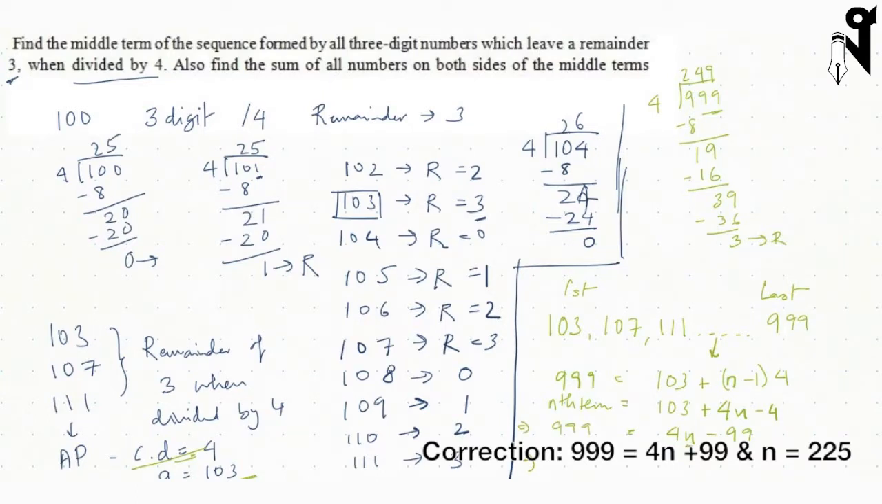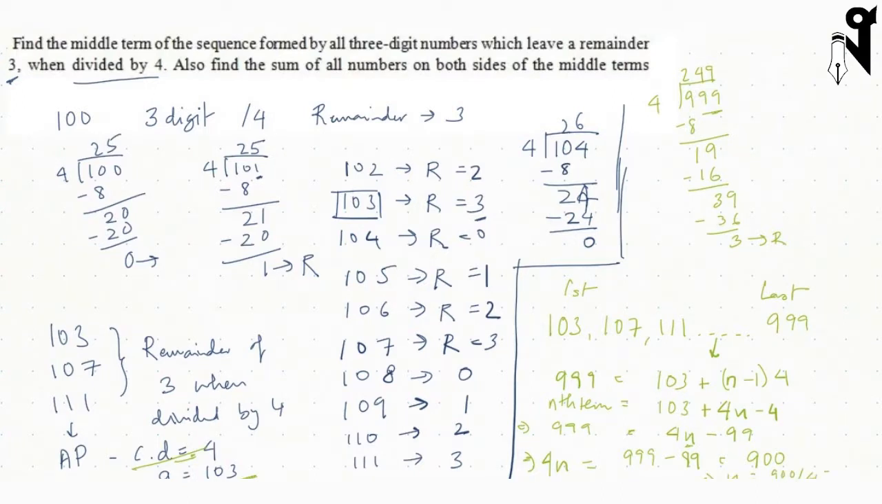So 4n is 99 minus 99, which is 900. If 4n is 900, that gives the value of n as 900 by 4, which is equal to 225. A is 103, D is 4, and N is 225.